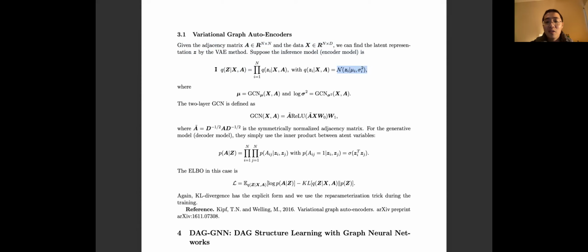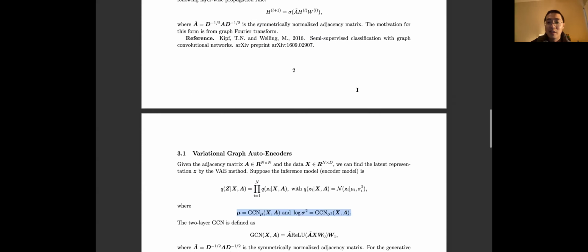And we impose the mean field assumption that given X and A, each z_i is independent. So here we have this form. Each z_i follows a normal distribution. And for the normal distribution here, we have two parameters, mu and sigma squared, and instead of coming from a standard neural network, here we assume that they come from the graph neural network, which is the GCN.